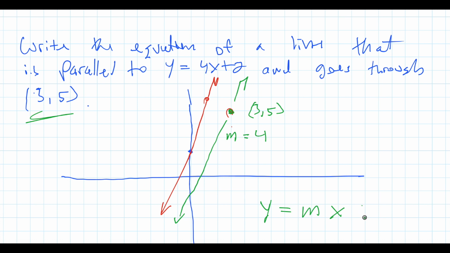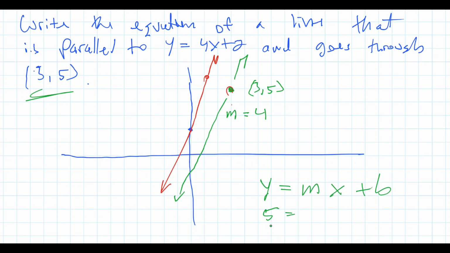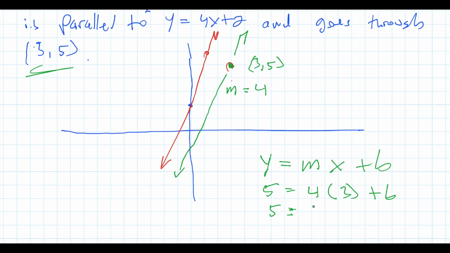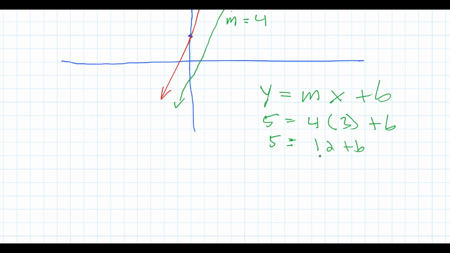Now plug in. We're going to plug in 5 for y. What do we plug in for m? 4. And for x? 3. And then you can solve for b. All right, so we get 5 equals what? 12 plus b. Okay, and then minus 12. It's negative 7.